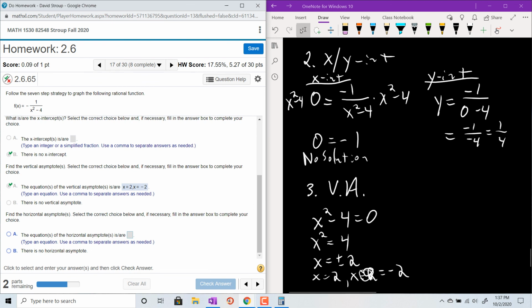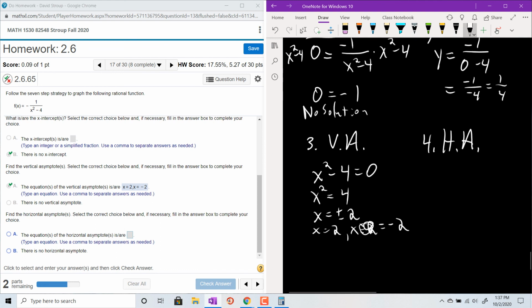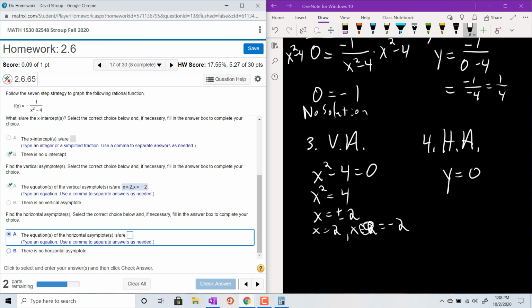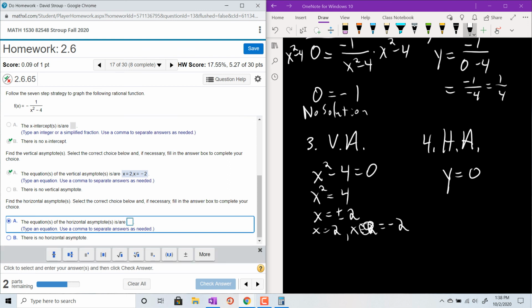Horizontal asymptotes. Okay, so for the HA. In this case, the degree of the denominator is greater than the degree of the numerator, so the horizontal asymptote is just y equals 0. And again, you're going to have to put in an equation. Okay, so this will be y is 0.